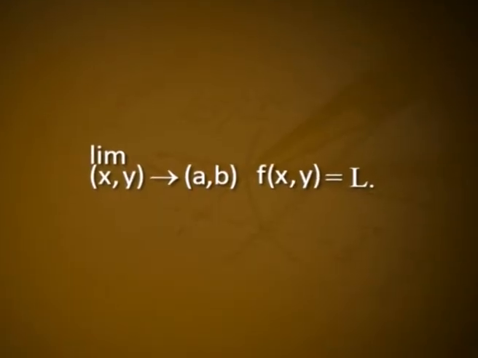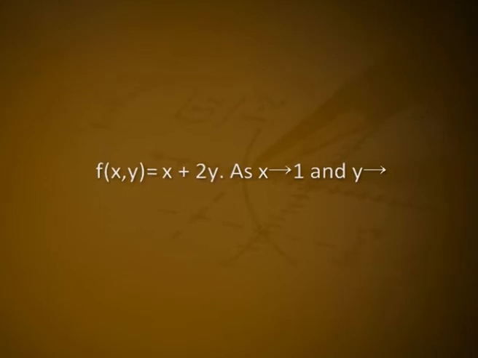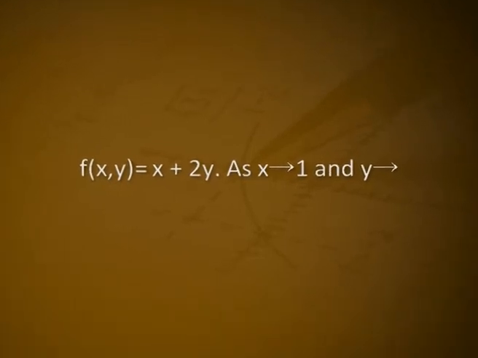If the limit exists, we write limit (x, y) tends to (a, b) of f(x, y) equals L. Example: let f(x, y) equal x plus 2y. As x approaches 1 and y approaches 1, the function takes the value 3. Now, we prove using the epsilon-delta definition that the limit value of f(x, y) is 3.